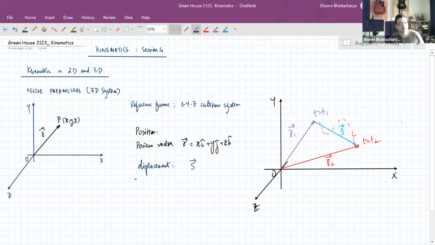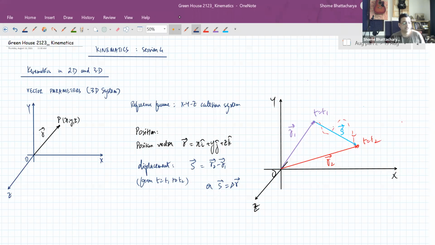So displacement from t equal to t1 to t2 will be defined as r2 minus r1. So this becomes a vector definition of displacement, or we can say that S is equal to delta r. That is a change in the position vector. Okay, so these are the first two of the vector parameters.